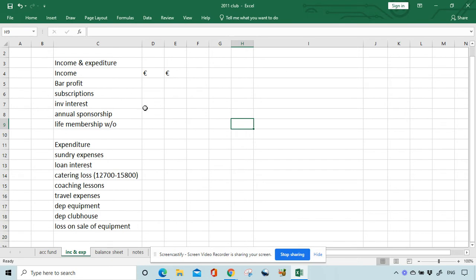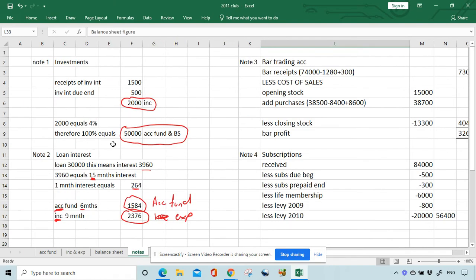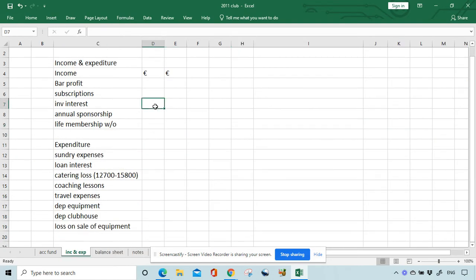So some of these are very easy. I can just put them straight in. We've already done investment interest. Here we go. Note 1, which was 2,000 income. So put that in, 2,000 income. Annual sponsorship can go straight in, 7,500. The other three, we're going to have to do a calculation.